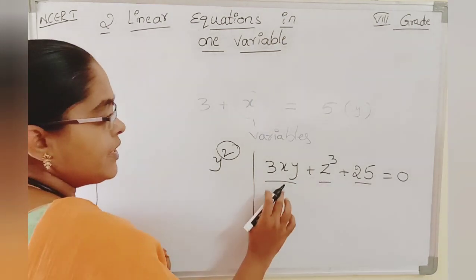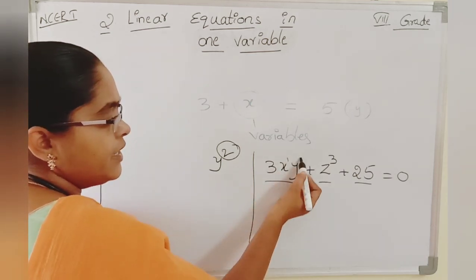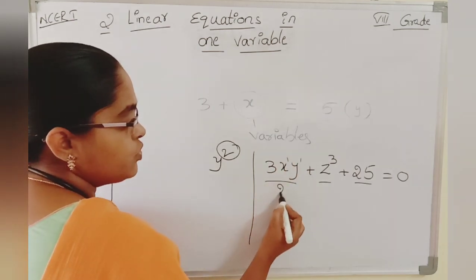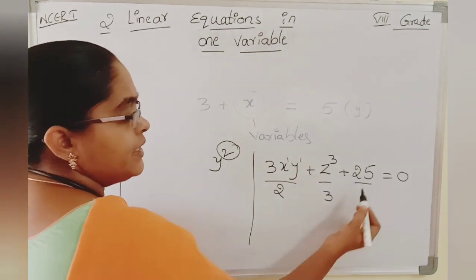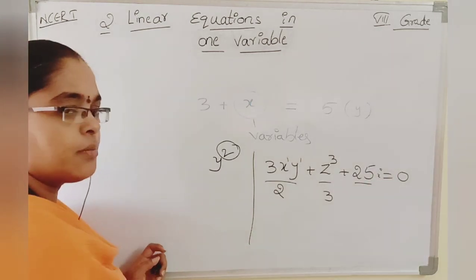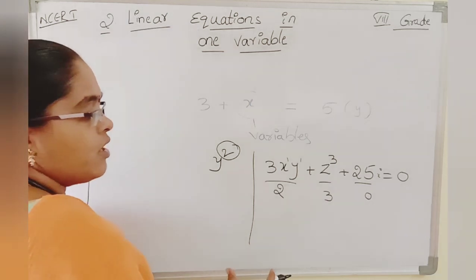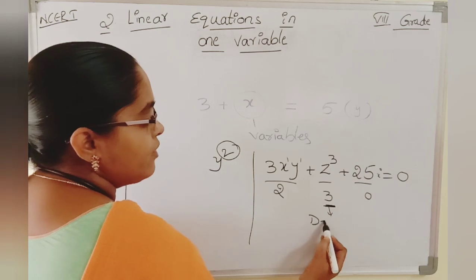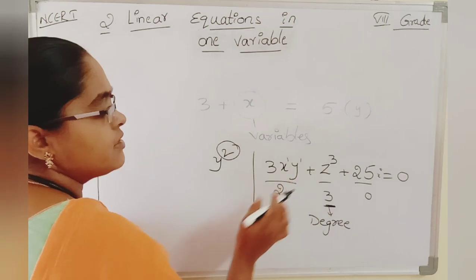So what is the variable power in this first term? Here x power, nothing is there, means 1, and y power 1 is there. The total variable power is 2. Now in this term, the variable power is 3. And here there is no variable, which means we can write x power 0, which is nothing but 1. So here the variable power is 0. Where we have the highest power, that we consider as the degree of this equation. So here for this equation the degree is 3.